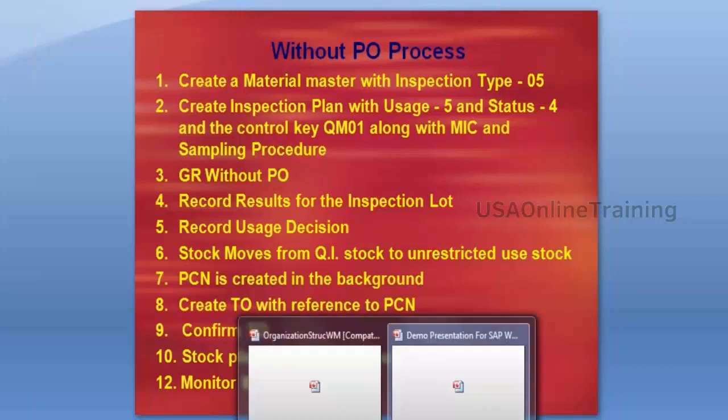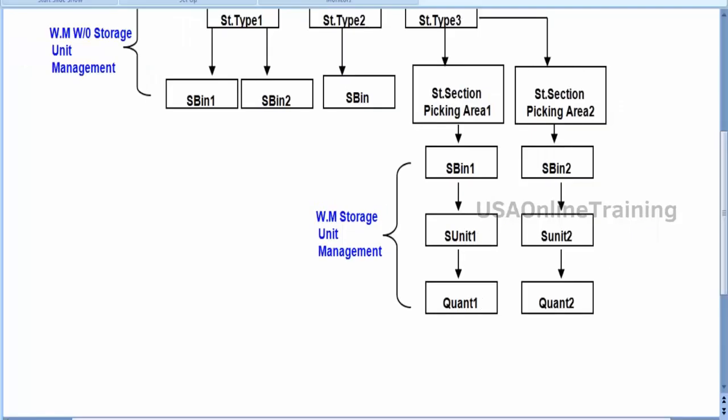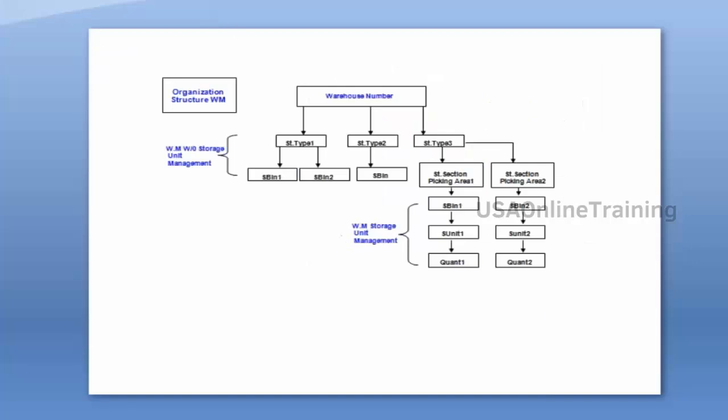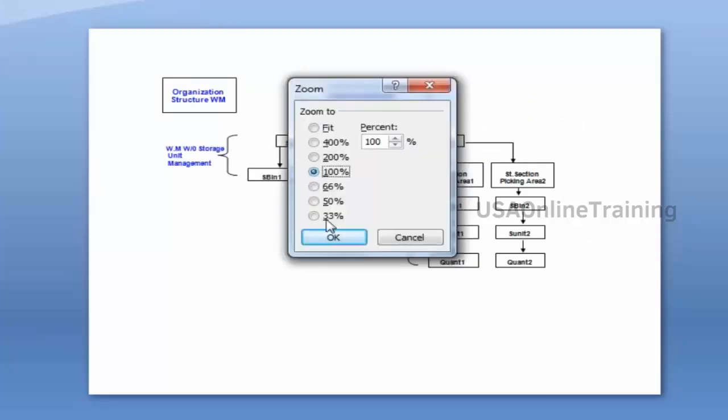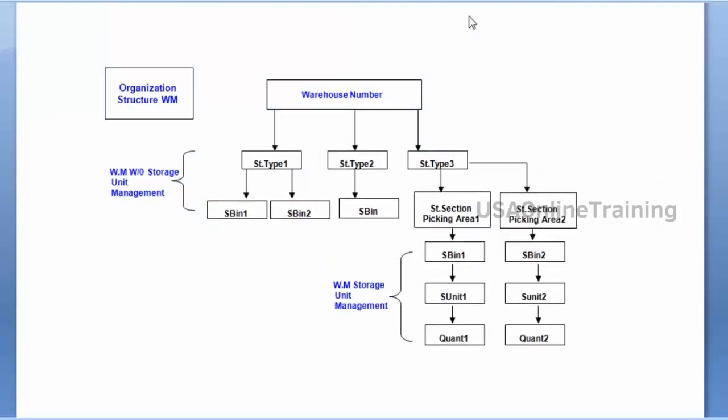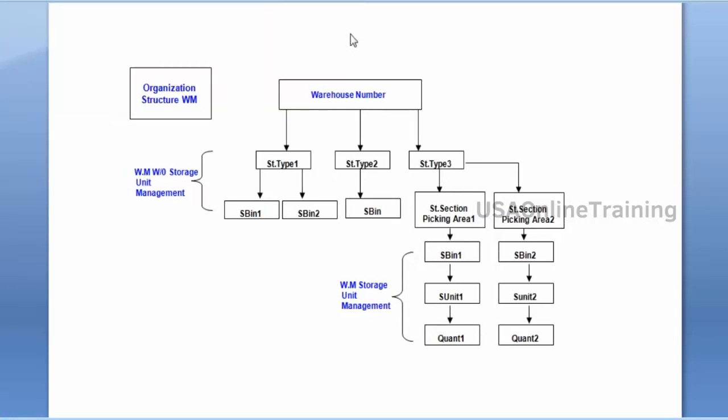So to perform all these functionalities, we need to design or frame the organization structure. Without this organization structure, we cannot run the show in SAP. So this is the organization structure of WM. Above the warehouse number, you will have the plant and storage location. So it means here we create a warehouse number and we assign the warehouse number to the plant and storage location. We will define the warehouse number and assign it to the plant and storage location.